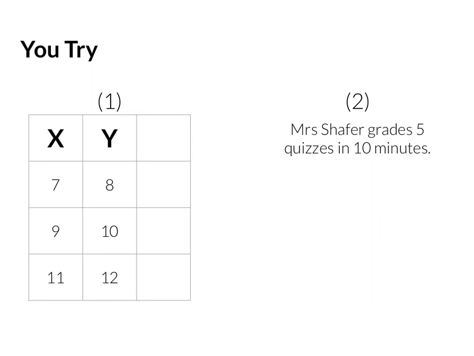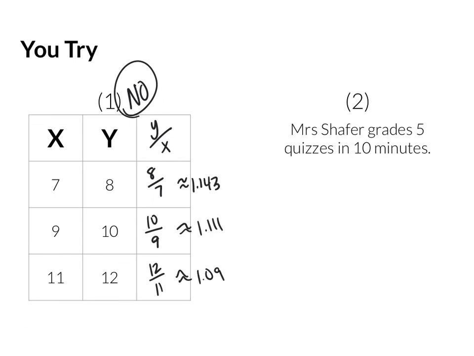For number 1, we're looking at the relationship between y divided by x. So I say y divided by x, y divided by x, y divided by x. Now you can leave these as fractions, 8 over 7, 10 over 9, 12 over 11, and already see that those are not equivalent fractions, so no, there's not a constant relationship. You also have the option to divide them out, and you can see that this is not a constant relationship. So again, not proportional.